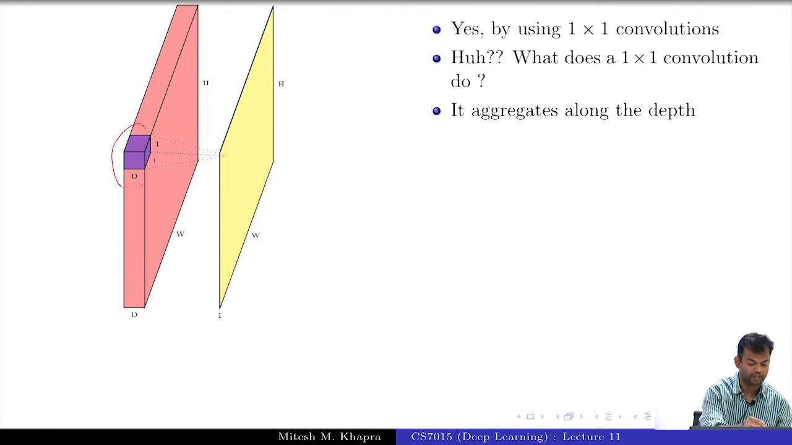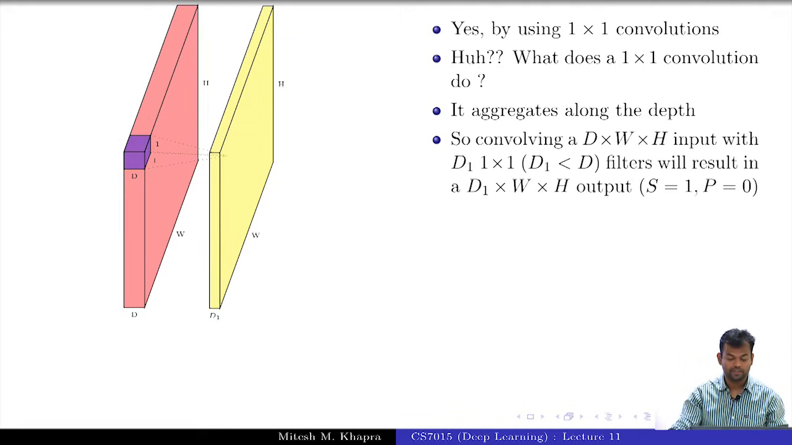So this is what my 1x1 convolution looks like. It's 1x1 cross D. I'll just fit that block on that pixel, do everything along the depth, and get a single value. So from a 3D output, using a 1x1 convolution, I can go to a 2D feature map. Everyone gets this? Okay. Now I could use several of these 1x1 convolutions. In fact, I could use D1 of these such that D1 is less than D. So what effectively happens? The depth of the output reduces.